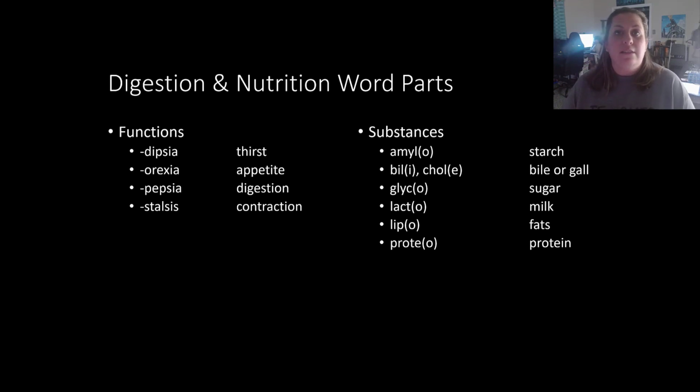You would also see things like glycogen, and that's how we store the sugar in our body. We have lacto. Lacto is a milk sugar, so lactose is a milk sugar, whereas lactase is the enzyme that breaks down that sugar. Lipo is going to be for fats, and proteo is protein. All right, so these are some of the substances that we would talk about more for nutrition.